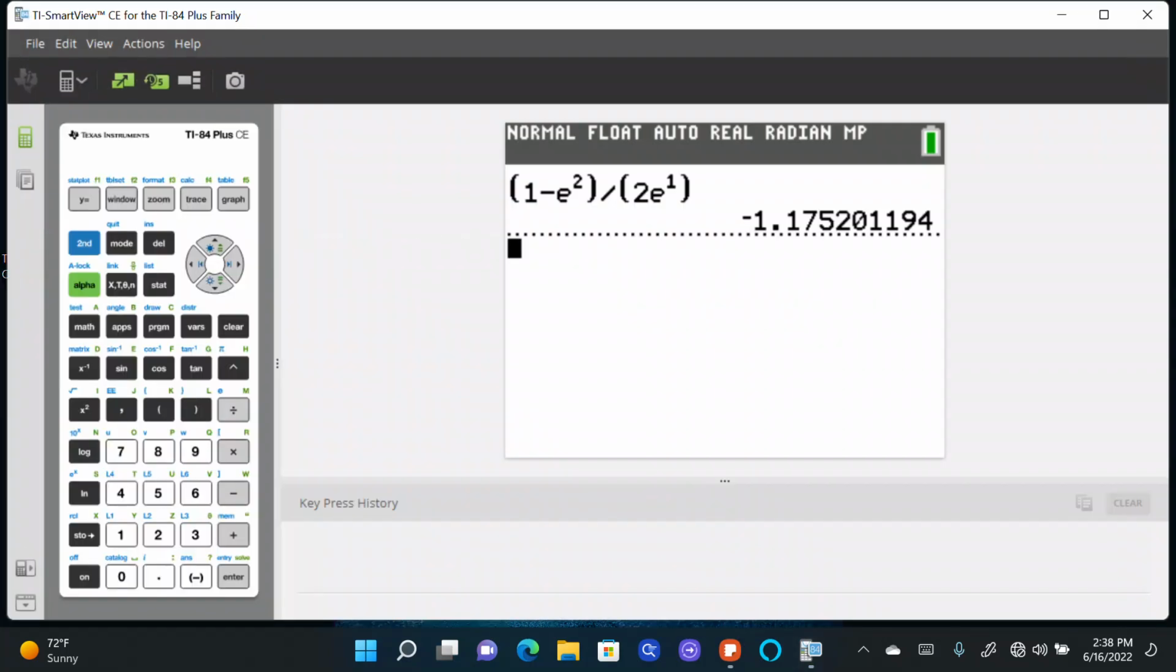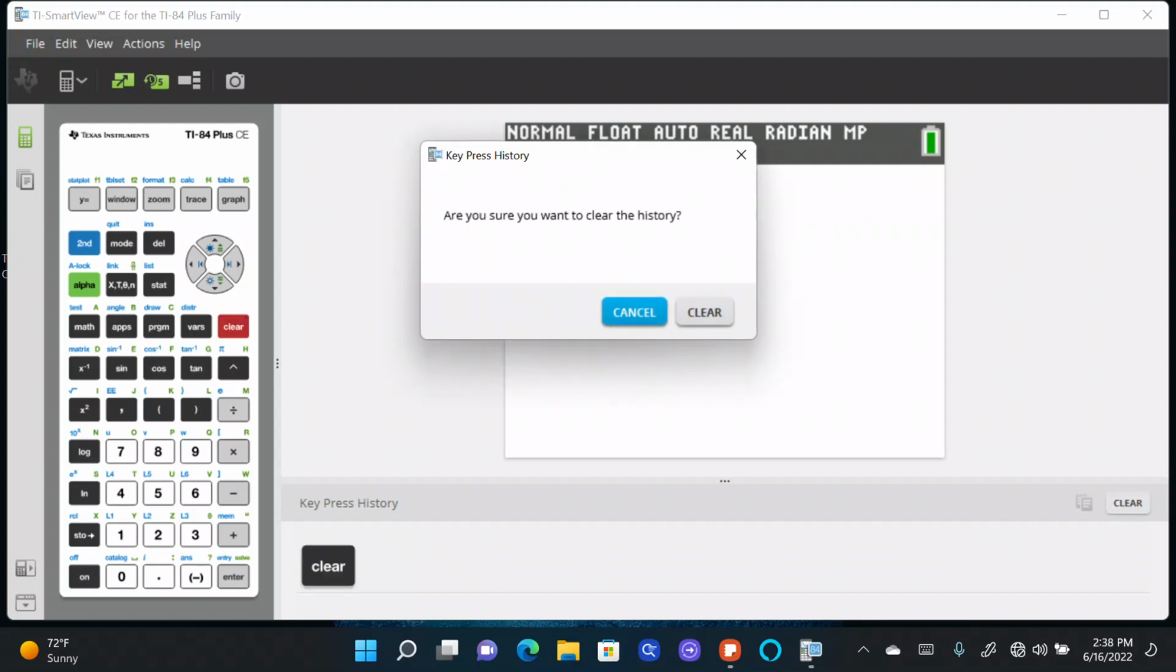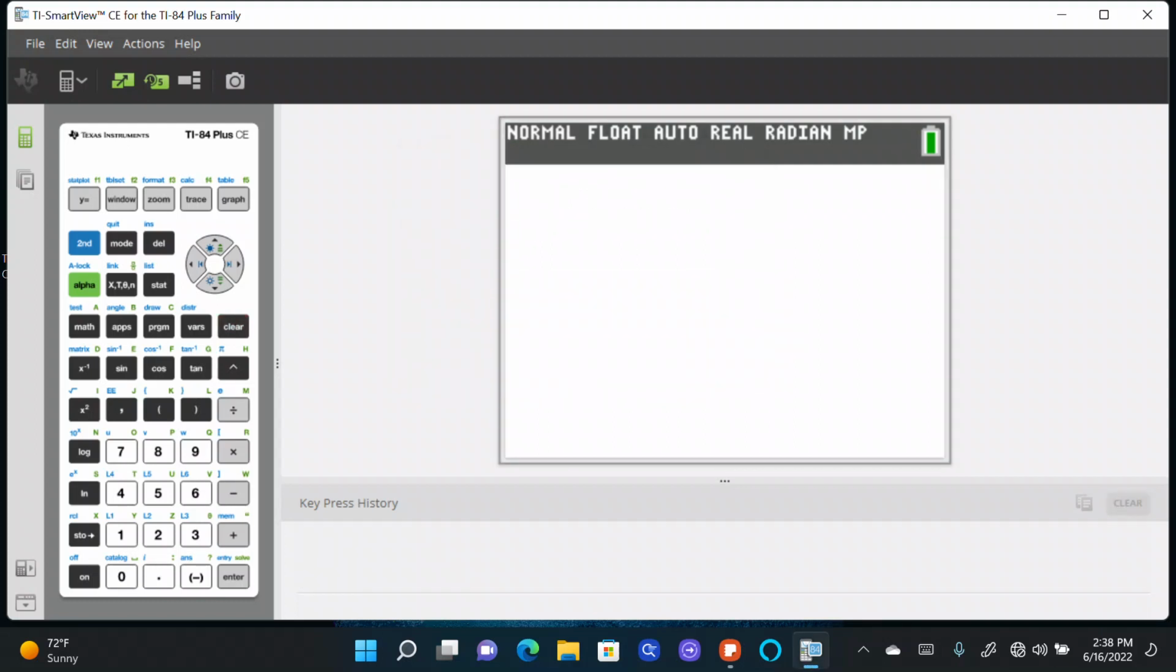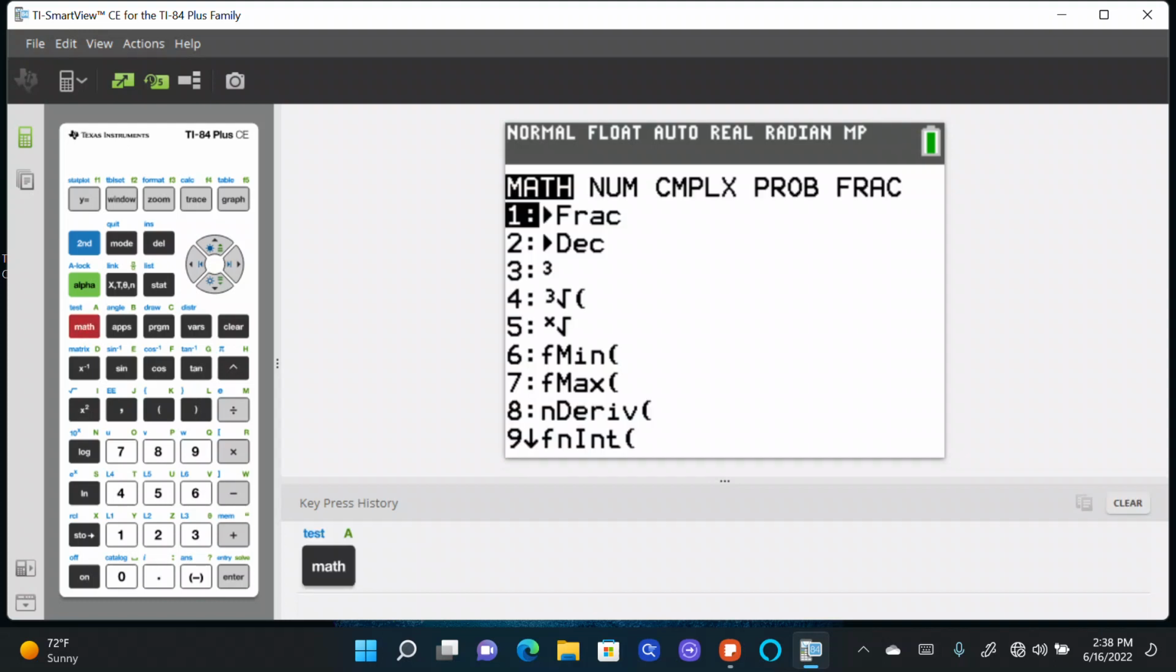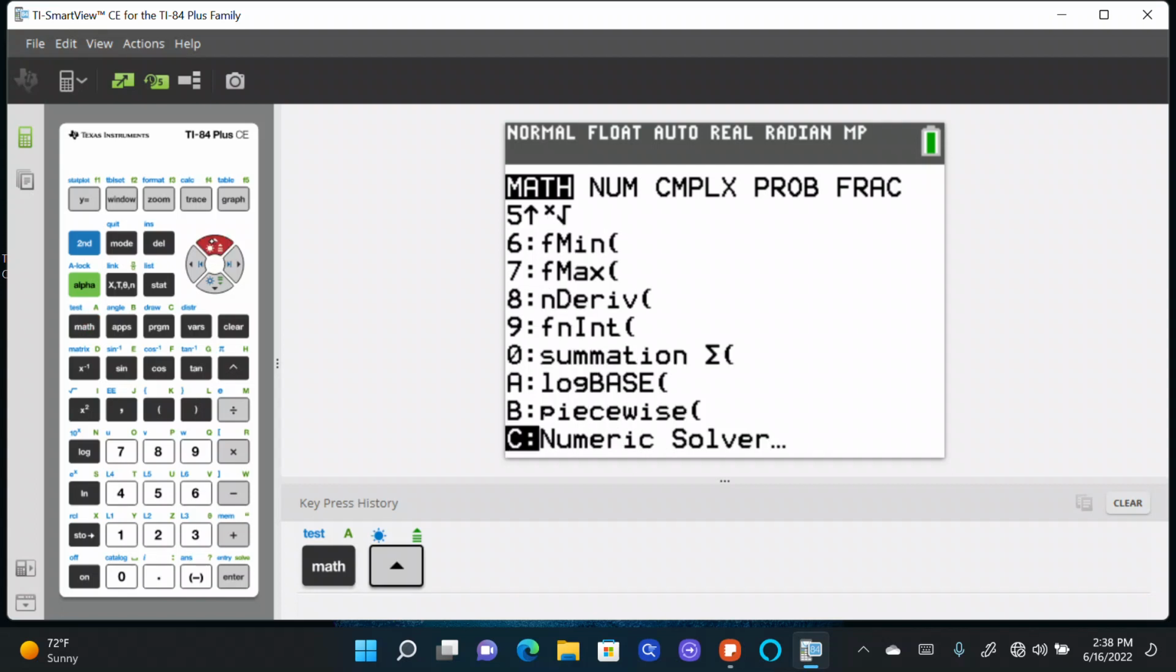Well, it takes a minute. All right. Let me clear. So, okay, the fnInt function on the graphing calculator should be found under math. And then you will see a menu here. You have 1, 2, 3, 4, 5 columns. Keep in math. Just scroll up a few times. And number 9 will be the fnInt.